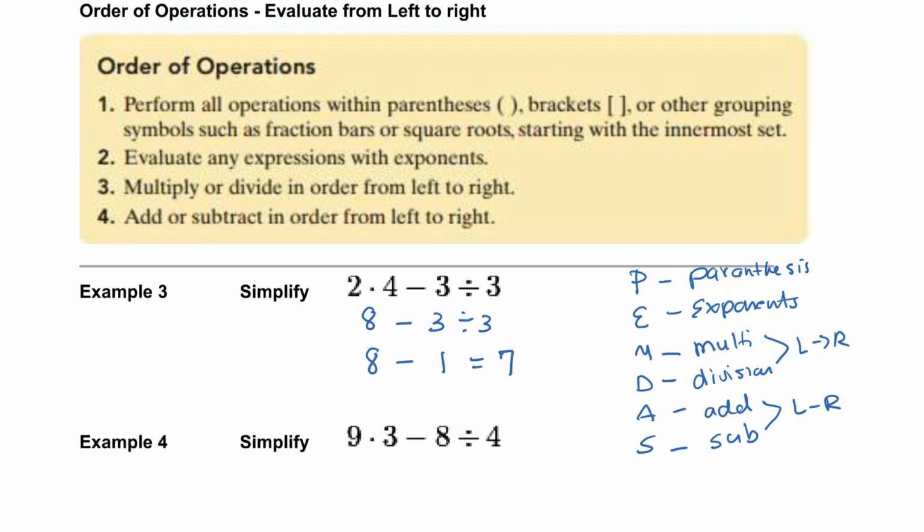Example 4, we didn't have parentheses. We didn't have exponents. We do have multiplication, which came first. So we have 27 minus 8 divided by 4. And I do recommend you writing the steps in order for you to make sure you know the order. So you have 27 minus, the next is division, 8 divided by 4 is 2. So the last is subtraction, which is 25.